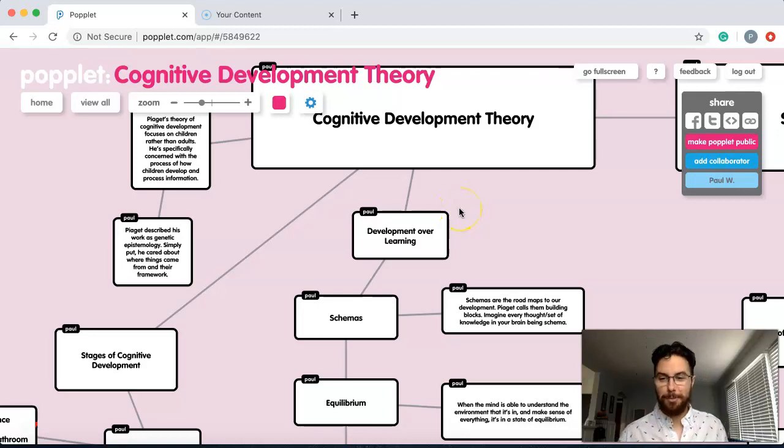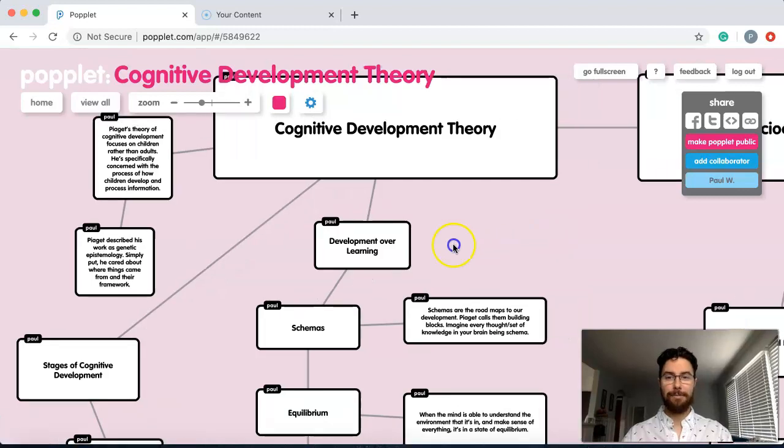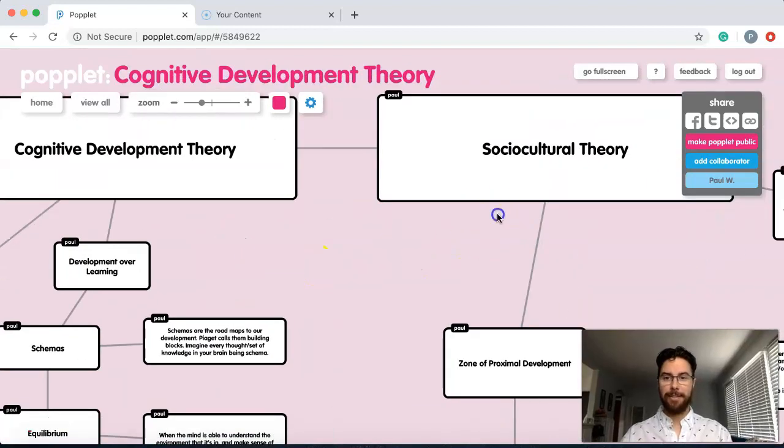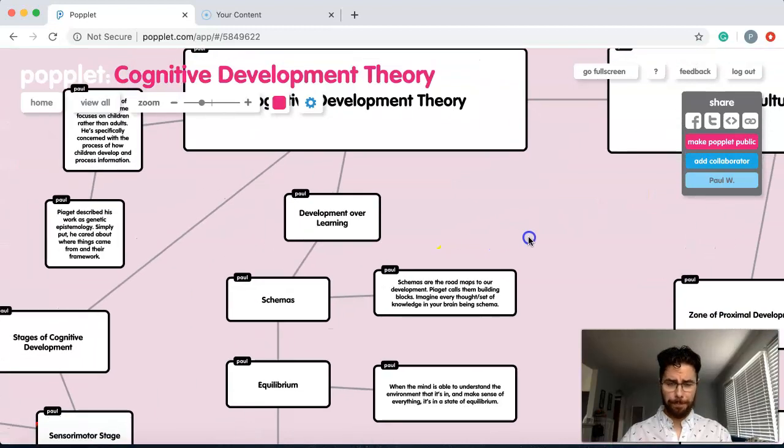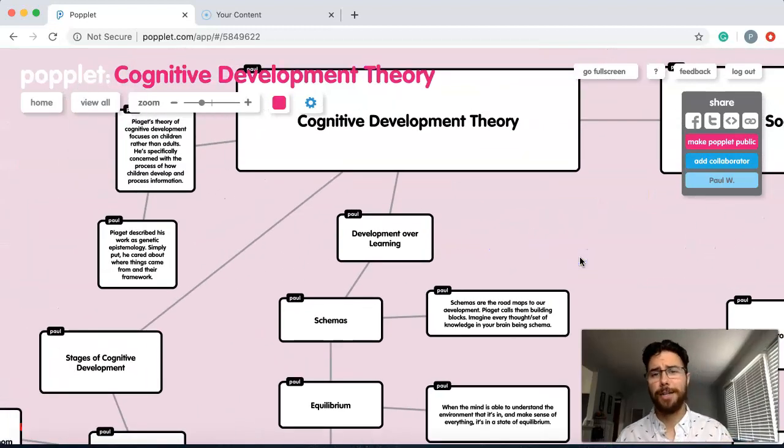All right, everybody, welcome to the cognitive development theory presentation. Today we're covering two different theories, cognitive development theory and sociocultural theory. So, we're going to begin with cognitive development, and we're going to be talking about a fellow named Piaget.